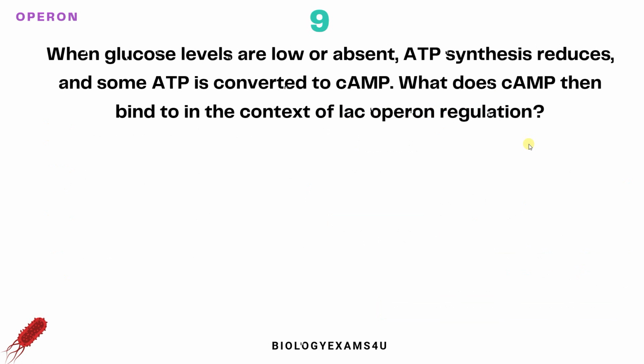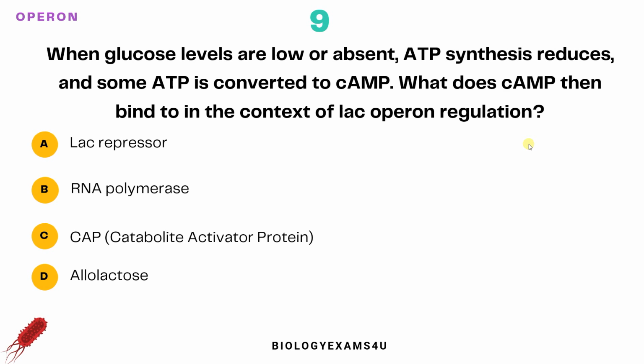Question number 9. When glucose levels are low or absent, ATP synthesis reduces and some ATP is converted to cAMP. What does cAMP then bind to in the context of lac operon regulation? Option A, lac repressor. Option B, RNA polymerase. Option C, CAP or catabolite activator protein. Option D, allolactose.